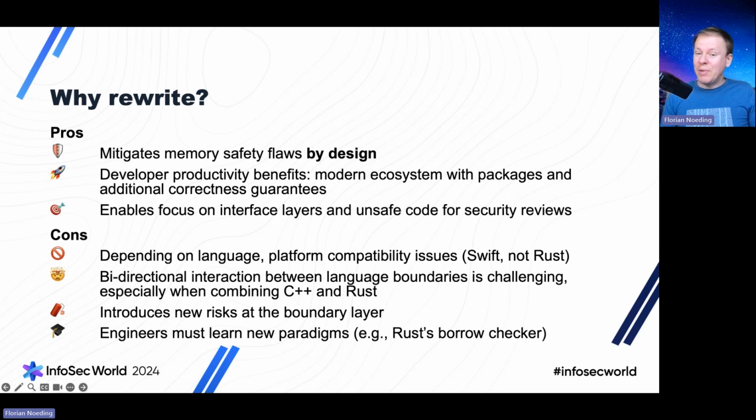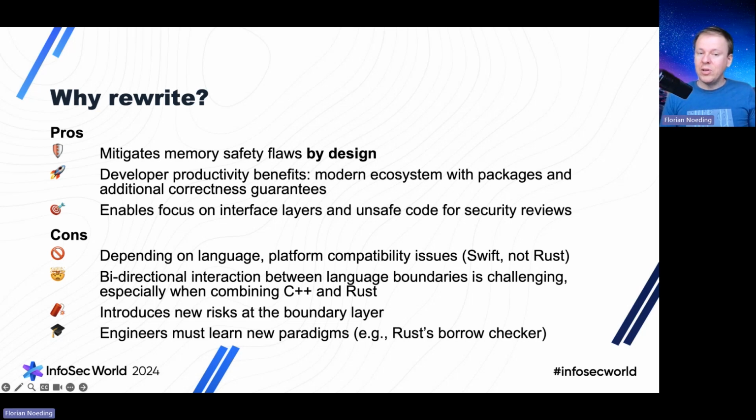The con is, depending on the language, you again have compatibility issues. That is more so with Swift, and there was very recently an announcement that it might be getting better Windows support, but we'll have to see. For Rust, this is not really a problem. It runs on everything that I care for. The bidirectional interaction across language boundaries is still challenging, and that's why I said you need a C-style interface in front of Rust libraries. Combining C++ and Rust is still hard.